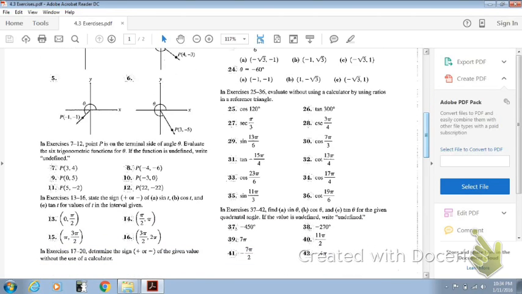25 through 26, it says evaluate without using a calculator. You can go ahead and use one, to be honest. So for 25 and 26, we're going to get rid of that part and evaluate using a calculator. You can do that.